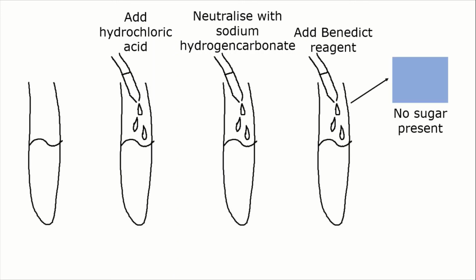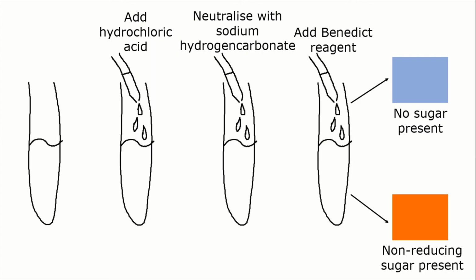So if the precipitate is blue, it means that there wasn't a non-reducing sugar present within the solution, and that perhaps maybe the solution is made up with other biological molecules such as proteins or lipids. Or if it gives a brick red precipitate, it means that there is a non-reducing sugar present.